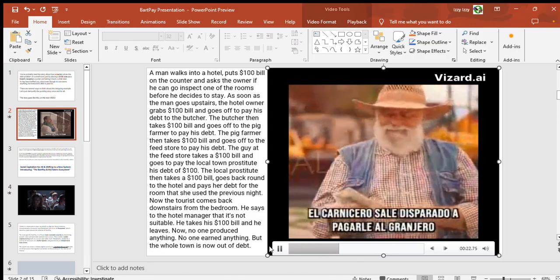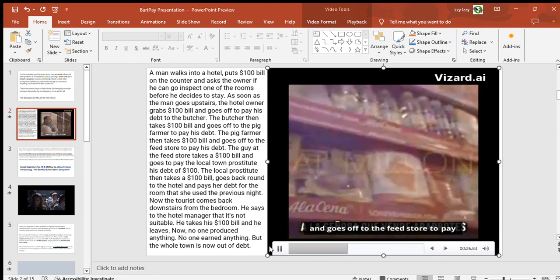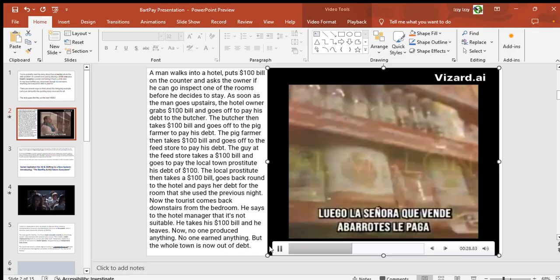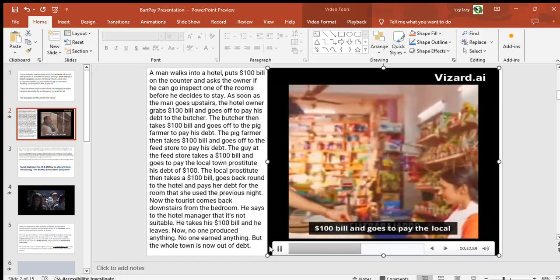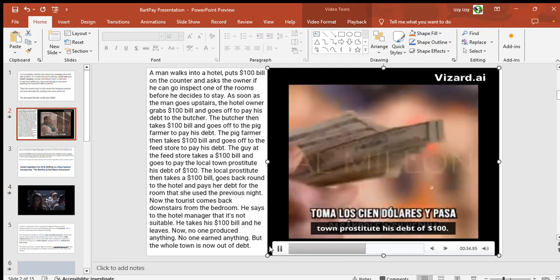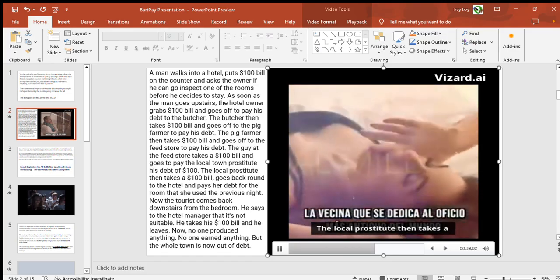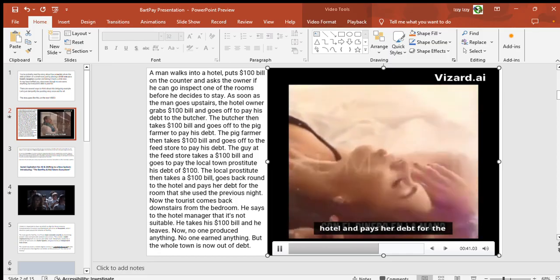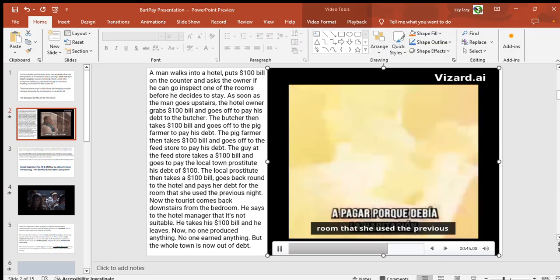The pig farmer then takes the $100 bill and goes off to the feed store to pay his debt. The guy at the feed store takes the $100 bill and goes to pay the local town prostitute his debt of $100. The local prostitute then takes the $100 bill, goes back round to the hotel and pays her debt for the room that she used the previous night.